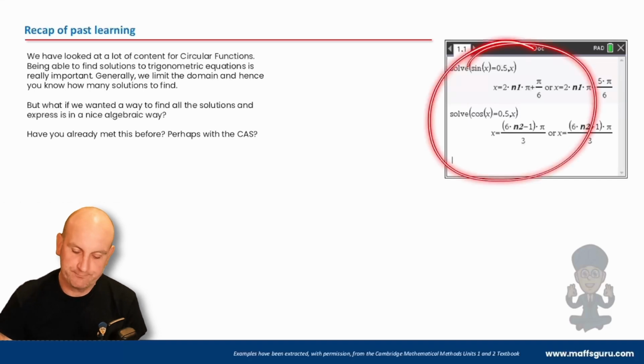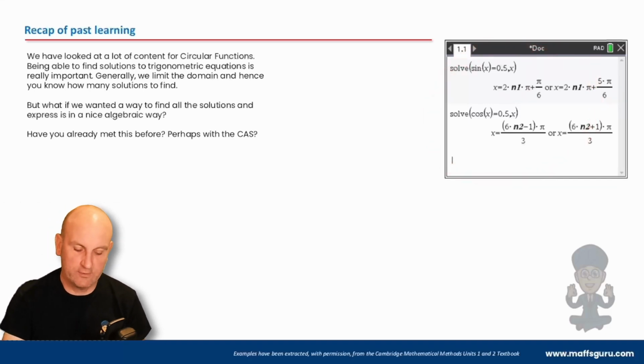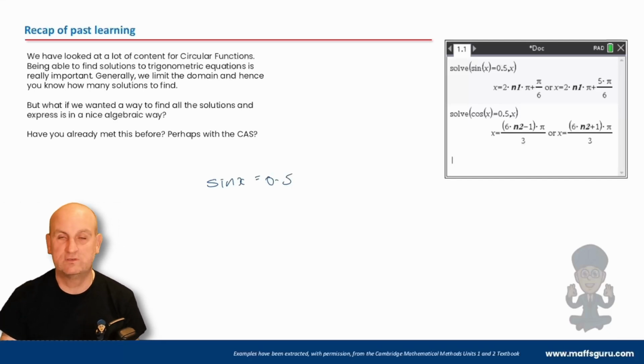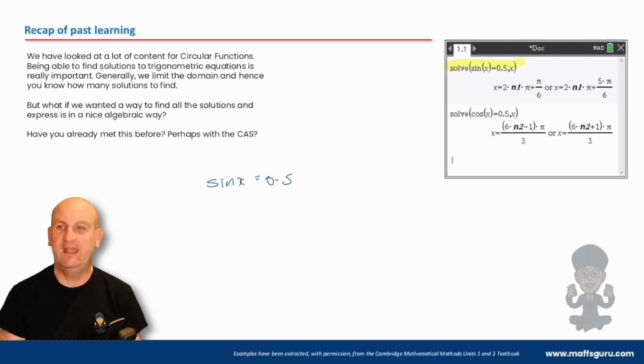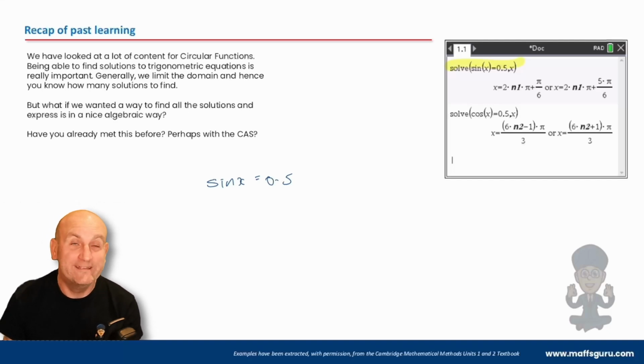Now, I don't know about you, but in previous chapters I've ended up with situations like this, where the question said find the solutions to sine of x equals 0.5, or sine x equals a half. And merrily, I've gone along my way and put into my calculator, solve sine x equals 0.5 comma x, and my calculator's absolutely cracked it. You're like, what? Because suddenly I end up with this really strange thing.